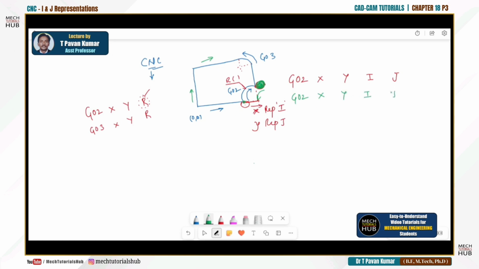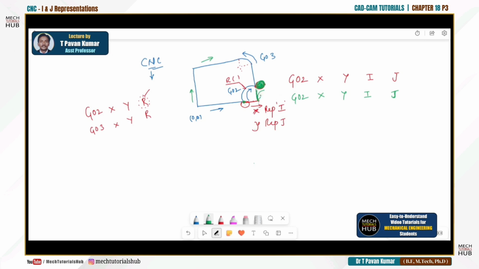What is I J? Again the same definition. I J is the distance from the starting point of the tool to the center of the curve or the arc. This is the starting point, this is the center. This direction represents y. If this is y, this is the representation of J. Alright. So it all depends.